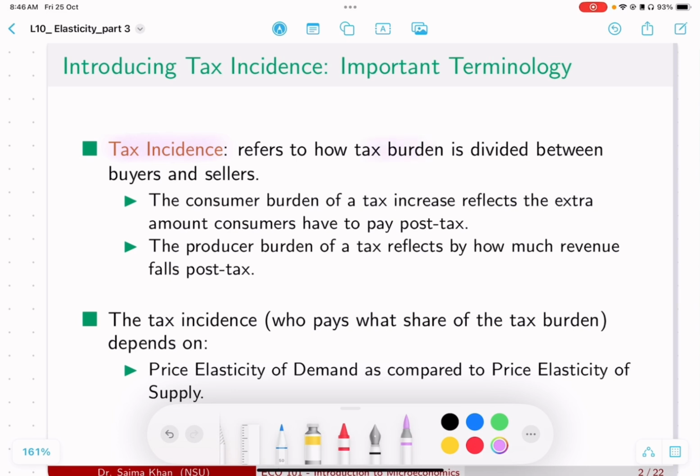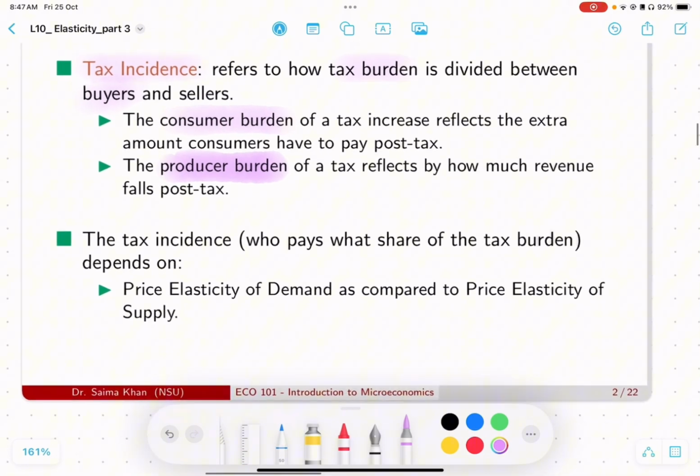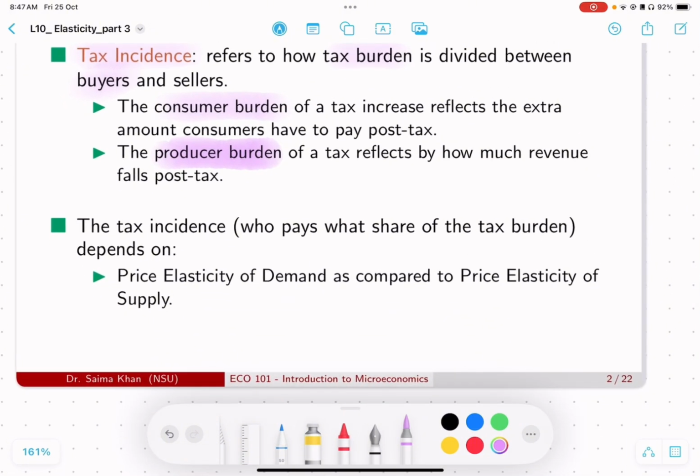It refers to the tax burden which is divided between the buyers and the sellers, so the consumers and the producers. When there is a tax, the burden that the consumer pays is called the consumer burden of tax. And when a tax is imposed, the part of the tax that is paid by the producer is called the producer burden. Tax incidence basically means who pays the share of the tax burden.